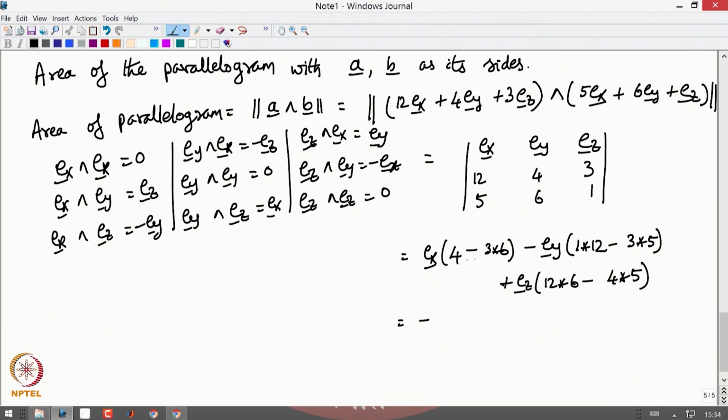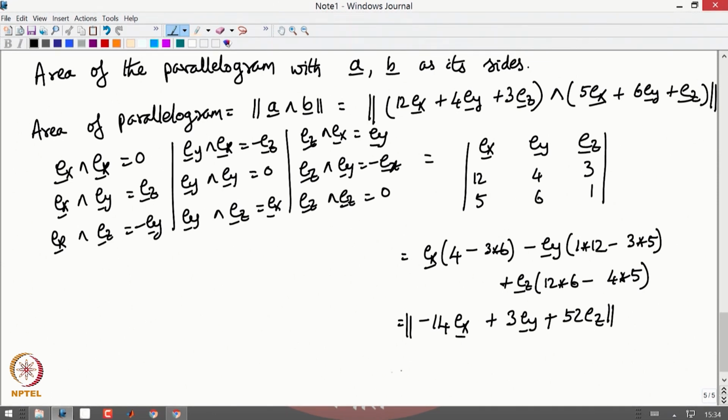So, this will be minus 18 plus 4, which is minus 14 E x, plus 12 minus 15 is minus 3, and minus becomes plus 3 E y, and then I have 72 minus 20, so that will be 52 E z. This is the oriented area of the parallelogram with sides A and B. Now, what will be the magnitude of this?